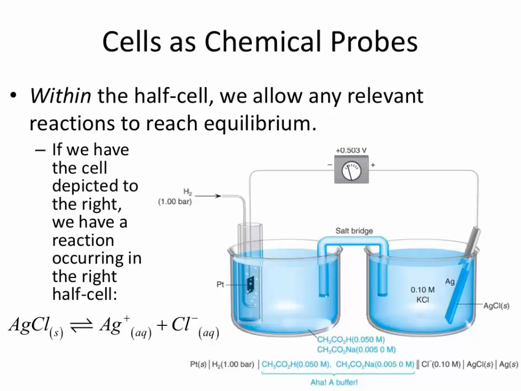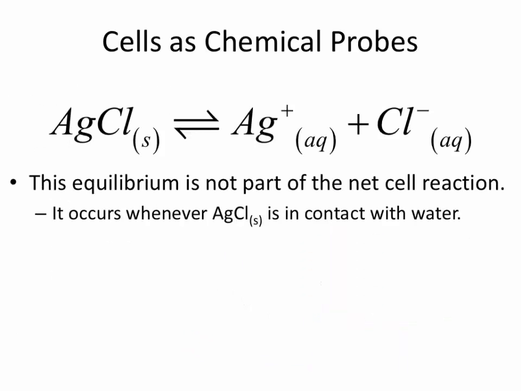If we have the cell depicted to the right here, we then have a reaction occurring in the right half cell over here that looks like this. We have our solid silver chloride that's plating our silver electrode, reacting to yield silver ions and chloride ions. Now, this equilibrium is not part of our net cell reaction. It occurs whenever the silver chloride is in contact with water.